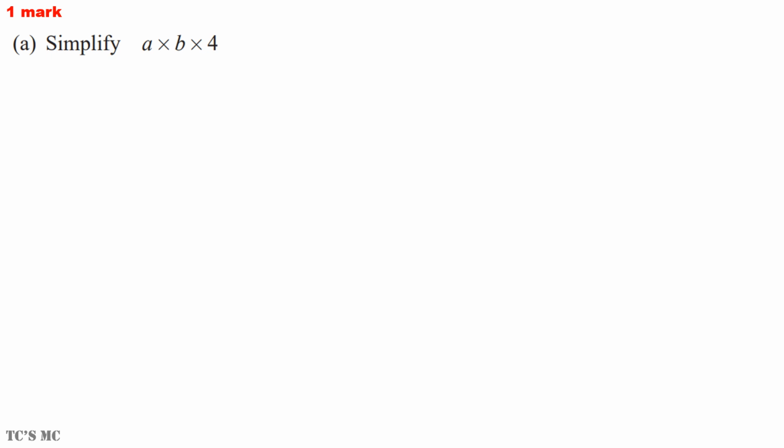Simplify A multiplied by B multiplied by 4. For 1 mark, we just need to write 4AB, or we can write 4BA. Either answer would get us 1 mark.